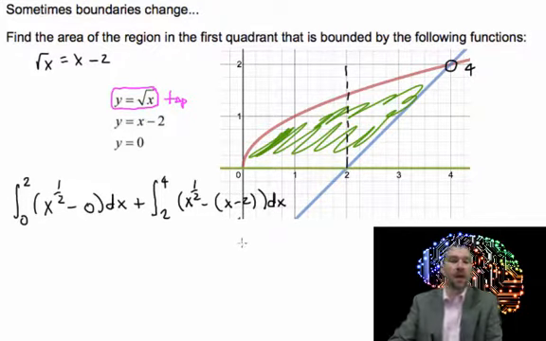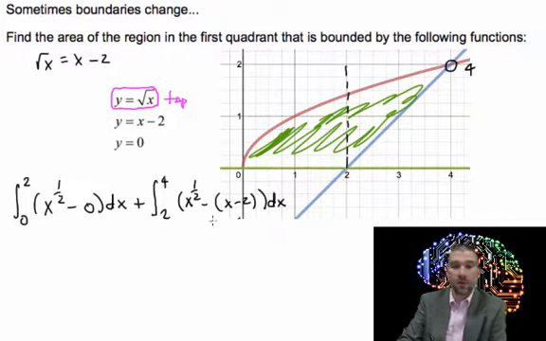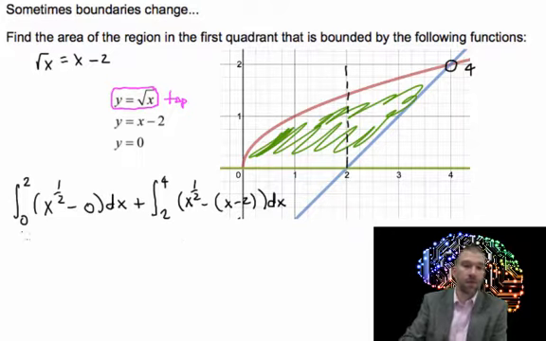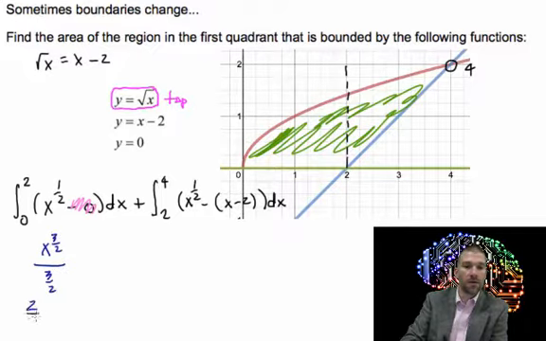So there's that guy. If you're one of my students, you can use your calculator and punch this in. If you're in a class where you can't use a calculator, then just use your integration rules. So we're going to look at this guy right here, integration of 0. He goes away. Remember, he's gone. Can't integrate 0. It's just 0. So what we end up with is x to the 3/2 divided by 3/2, which is 2/3 x to the 3/2. And we're going to evaluate that one from 0 to 2.